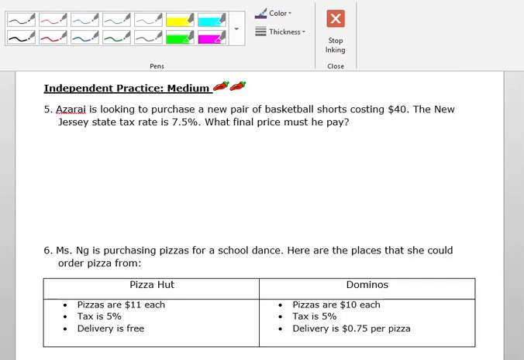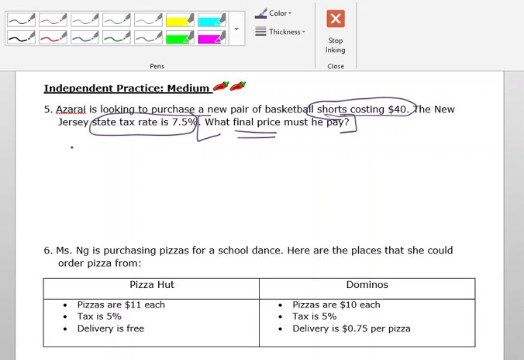That's very exciting. Okay, so Azari is looking to purchase a new pair of basketball shorts costing $40. The New Jersey state tax rate is 7.5%. What final price must he pay? Final price. I'm looking for the final price.